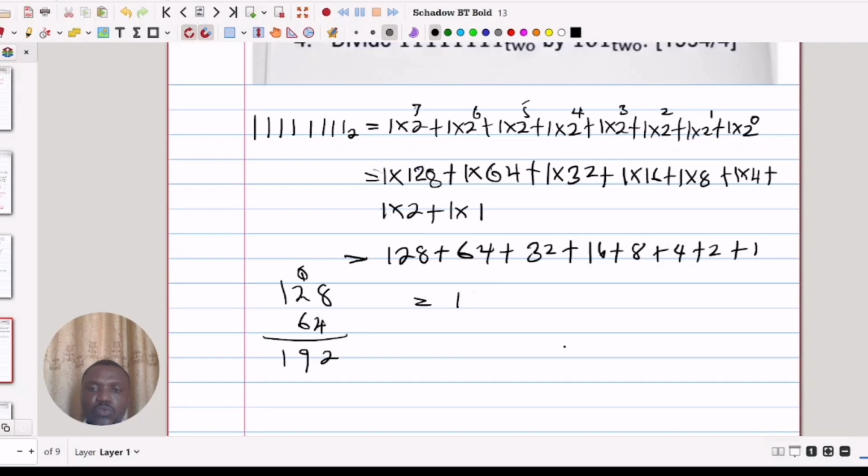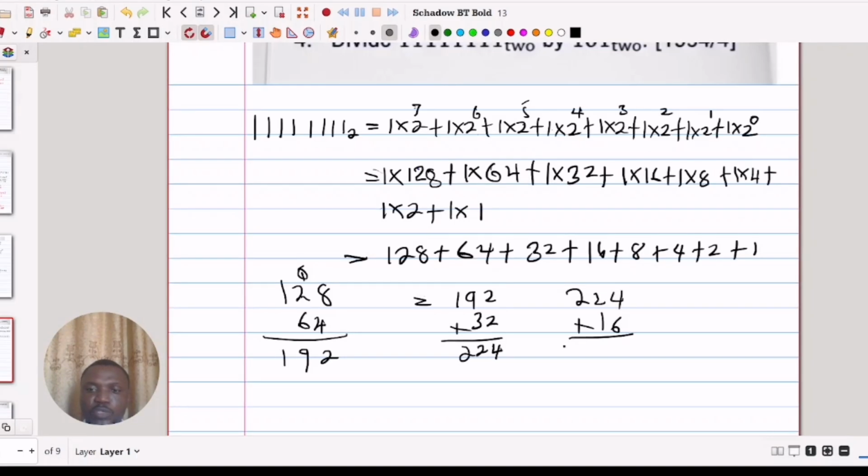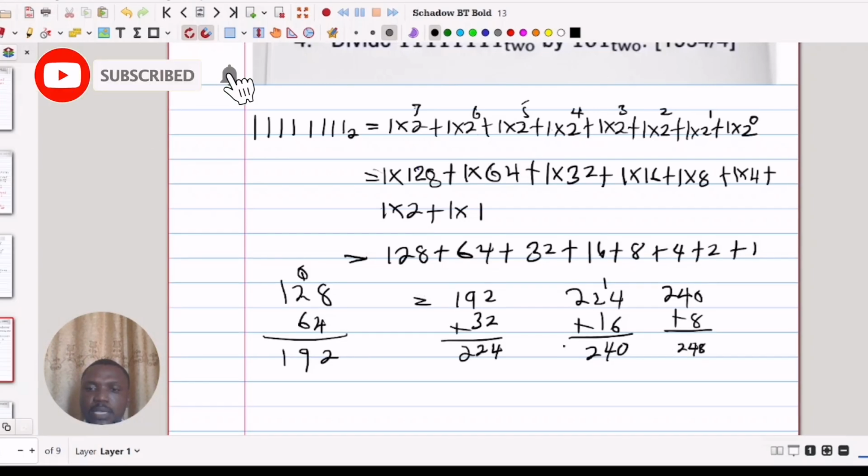So 192 with your 32. So 2 plus 2, that will be 4. 9 plus 3 is what? That will be 12. Keep 1. That will be 224. So 224 with 16, and 6 plus 4, that will be 10. Keep 1. 2 plus 1, 3 plus 1, that will be 4. That will be 240. Now, 240 plus 8. That will give you 248.